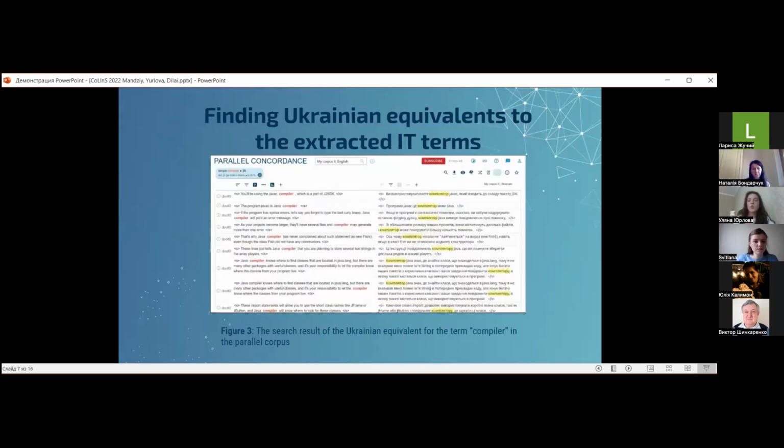The last step was to find Ukrainian equivalents to the key IT terms in English using the parallel concordance function. This feature made it possible to trace the use of terms in context and to determine the methods of translation of each terminological unit found.